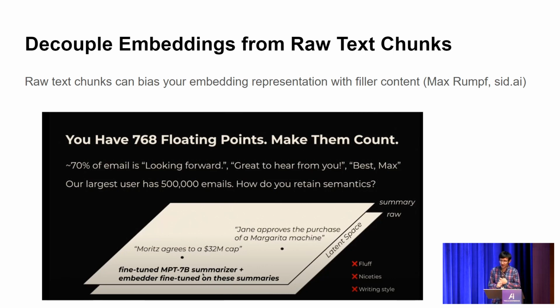So raw text chunks, that's what's being used in the current naive RAG stack, and it can bias your embedding representations with filler content. Especially if you're using a pre-trained embedding model, you're just dumping the raw text chunk in. This is a diagram from one of our webinars from Max from Sid.ai. There's a lot of stuff within a raw text chunk that might bias the embedding representation. So then when you run retrieval, you might not actually fetch the most relevant content.